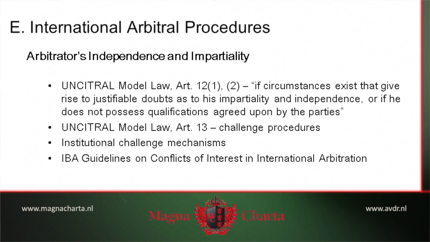There are a number of different institutional procedural mechanisms, different ways of dealing with challenges. For the most part, though, the aim is for them to be expeditious and not to delay the arbitral process. The IBA Guidelines, soft law on conflicts of interest, flesh out, in some commentators' views not very helpfully, the details of what conflicts of interest need to be disclosed by arbitrators to the parties and what can provide bases for challenging and removing arbitrators.